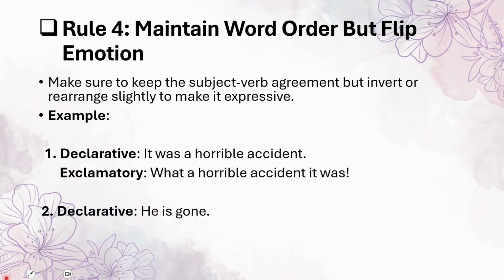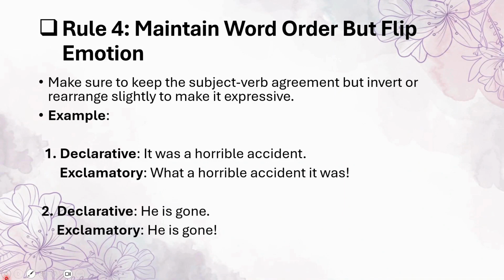Next is: he's gone. Now the sentence already sounds emotional and complete, like: he is gone! Did you notice the words didn't change, but just by adding an exclamation mark and changing your tone, the sentence becomes exclamatory. The transformation relies on delivery and punctuation rather than structure.